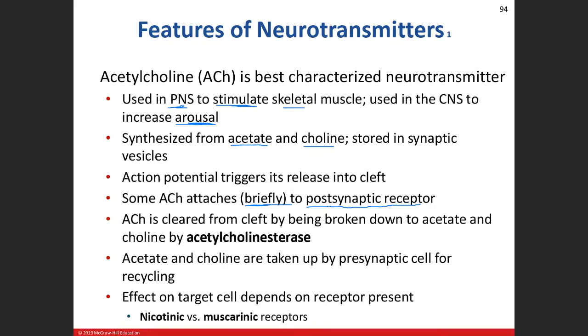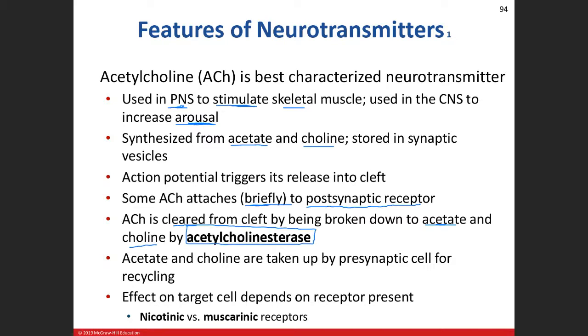When there are no more action potentials coming down, it's like having a party: you've got to clean up. There's a mess everywhere. The action potentials are done, and we have all this acetylcholine out in the synaptic cleft. Let's get rid of it. We're going to clear it out from the cleft by breaking it back down into acetate and choline using this enzyme, acetylcholinesterase.